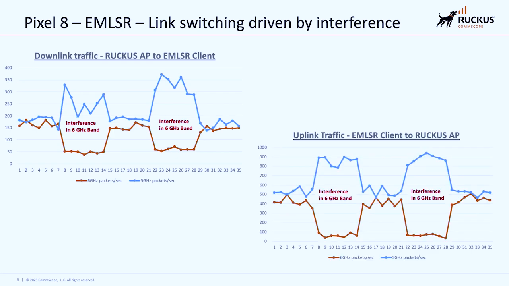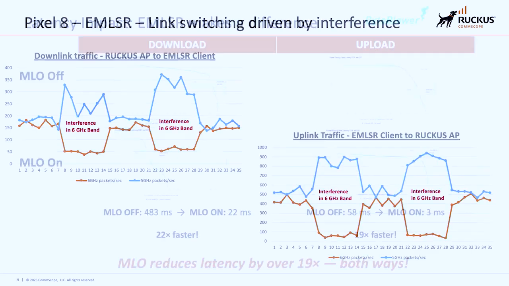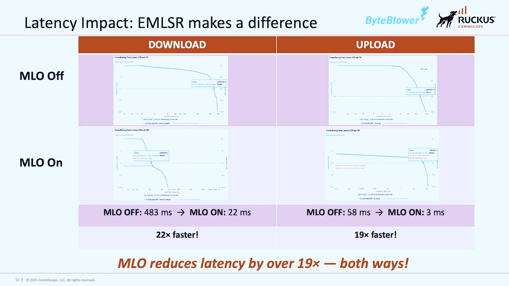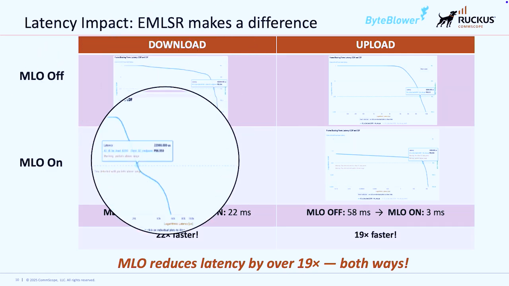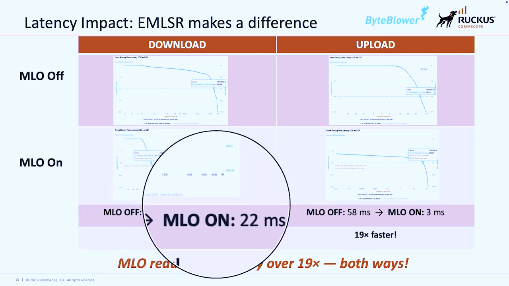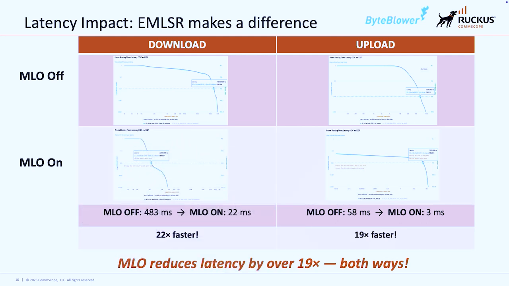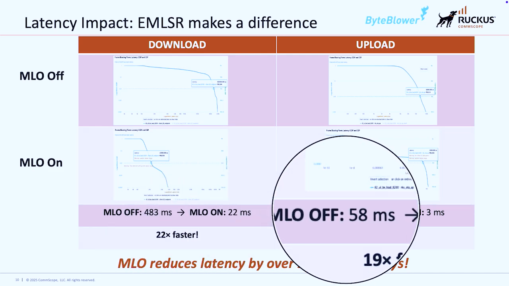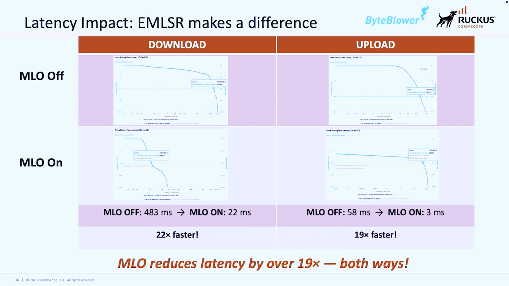This is the one for uplink. And basically, this provides much better latencies. So in download, you are able to move from almost 500 milliseconds to 22 milliseconds. So it's up to 20 times faster. And in upload, it goes from 58 to 3 milliseconds. So basically, eMLSR makes a big difference.